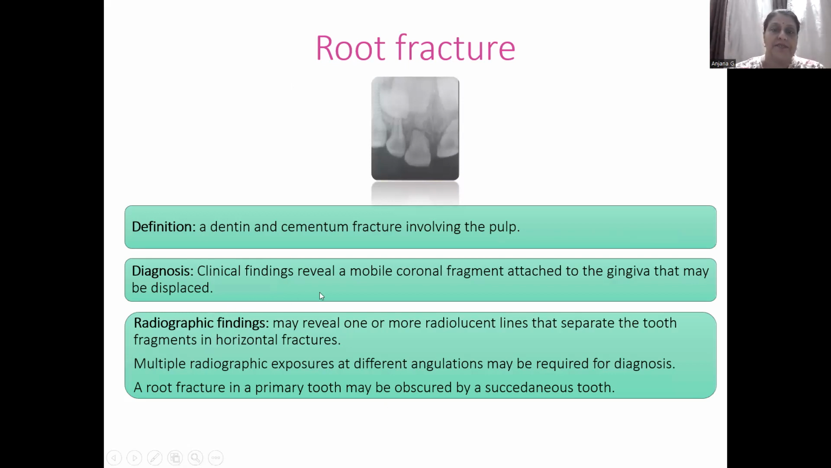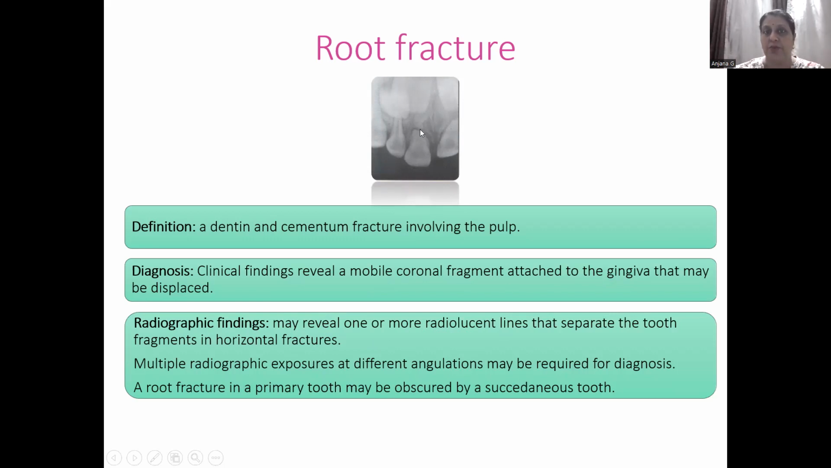Diagnosis: clinical findings reveal a mobile coronal fragment attached to the gingiva that may be displaced. Radiographic findings may reveal one or more radiolucent lines that separate the tooth fragments in horizontal fractures. Usually horizontal fractures, like I said earlier, occur in a permanent tooth, but can happen in a primary tooth as well. Multiple radiographic exposures at different angulations may be required for diagnosis.